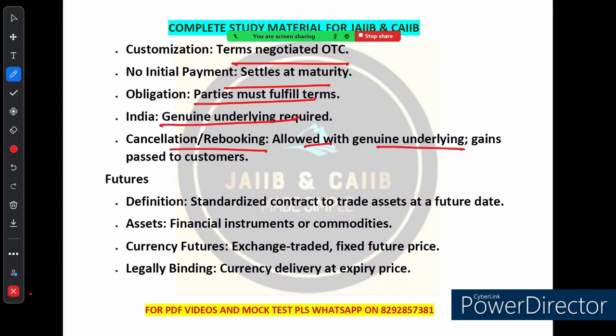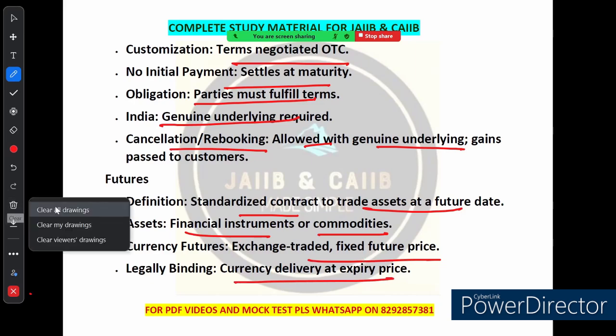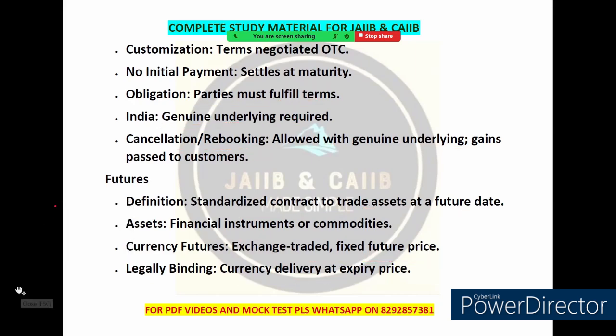Now if we talk about futures, they are like forward contracts but standardized and traded on an exchange. They can involve anything from financial instruments to commodities, all are included. With a currency future, you agree to exchange a currency at a fixed price in the future, and just like forwards, futures are legally binding. So that is called a currency future. So that's the basics of derivatives, forwards and futures. And now let's move on.